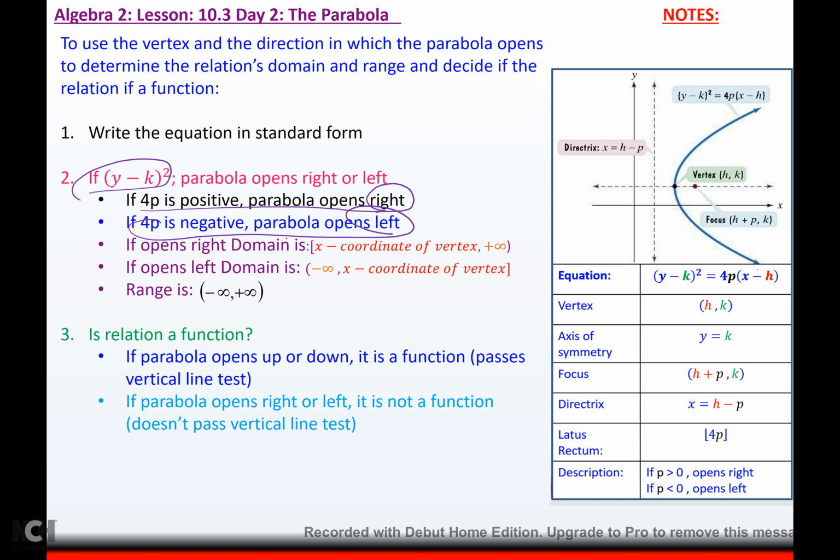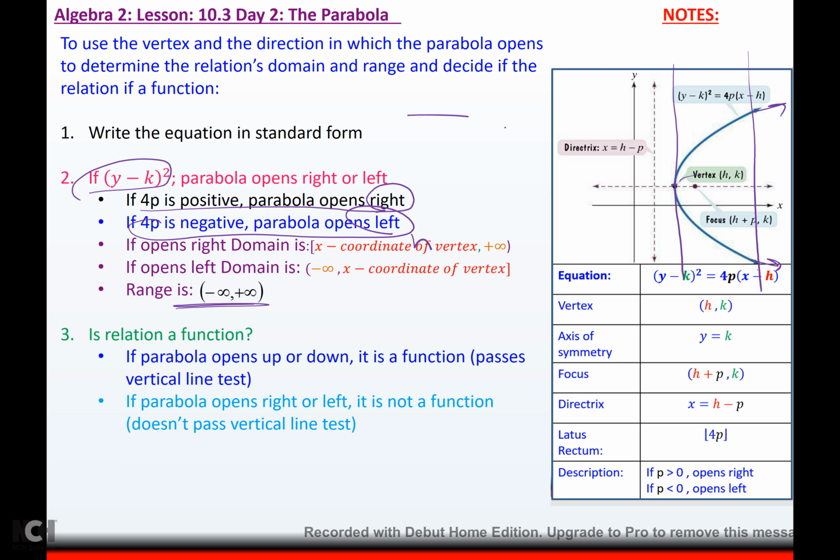But now your domain is going to be different, and your range is going to always be negative infinity to infinity. Because again, if I'm doing domain, I can block this on the left. I can't block it on the right. It's going to break on through. Okay, so if it opens to the right, the domain is basically going to be the x-coordinate of the vertex, or h, comma, positive infinity.